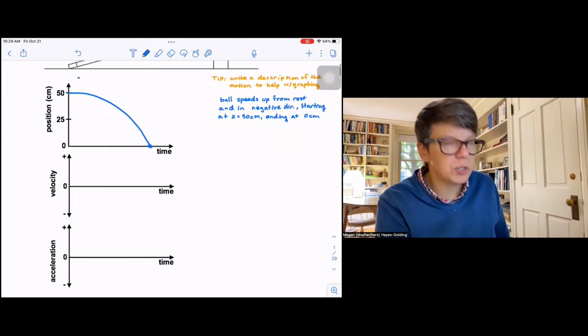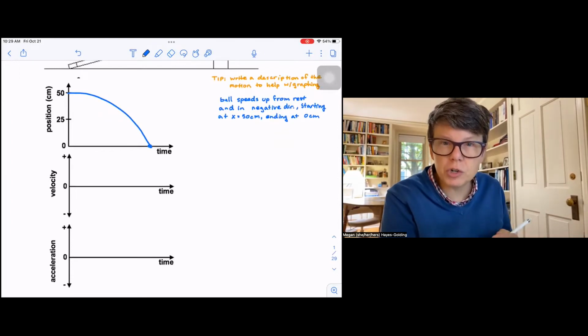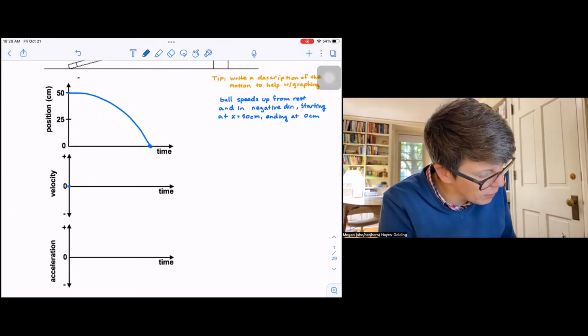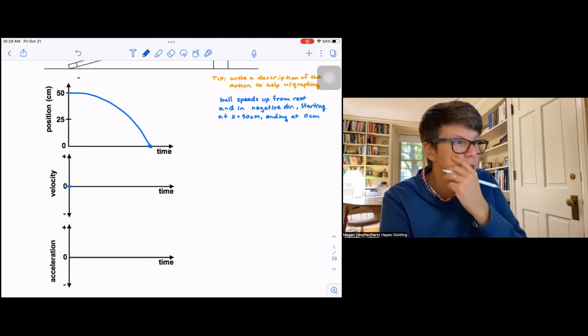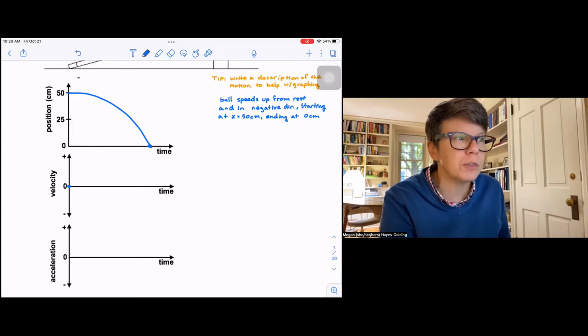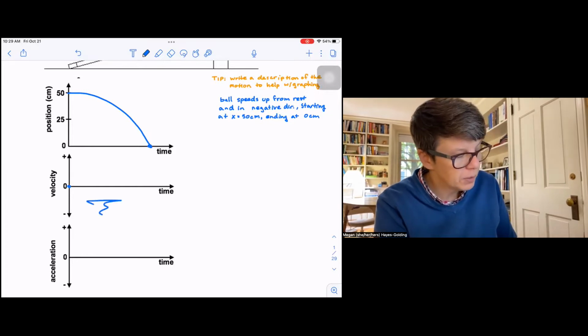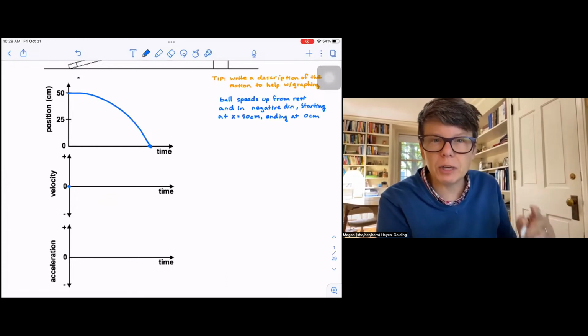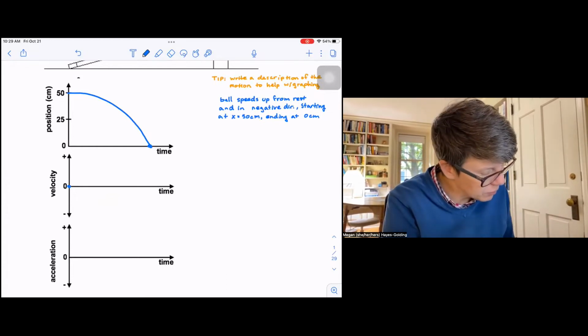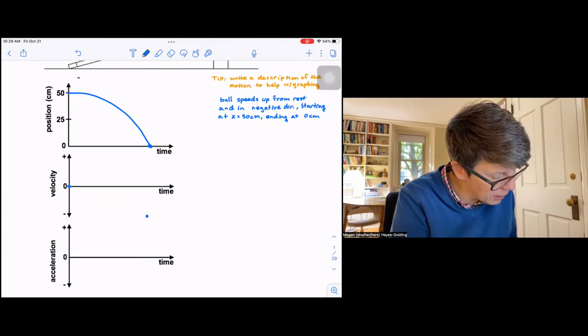Now, how about the velocities? We are told that the initial velocity is 0. Go ahead and put a point on the graph for that. We know that the velocity is going to be negative, so this is going to head down into quadrant 4 on the graph, somewhere down here. And I need velocities that steadily get more negative. So sometime down here, I need a pretty big negative velocity.